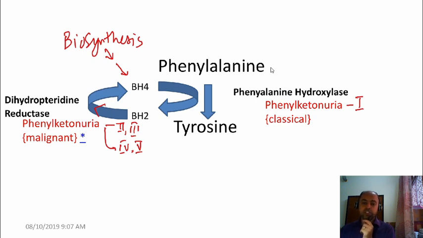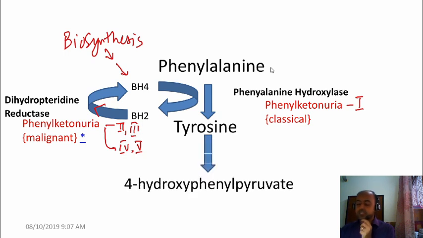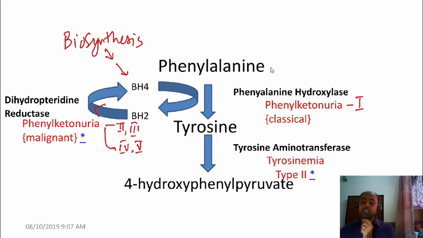We'll talk about the details of the disorder very soon, but let's first complete the metabolism and the associated disorders, and then we'll write the details. Tyrosine is then converted into hydroxyphenylpyruvate. The enzyme required here is tyrosine aminotransferase. Deficiency of this enzyme gives rise to tyrosinemia type 2. Tyrosinemia type 2 has some other names also, I'll tell them to you later, but the more important name is tyrosinemia type 2.